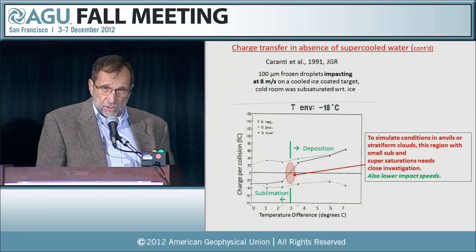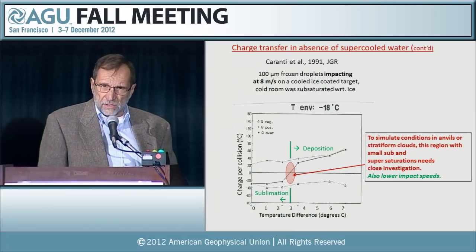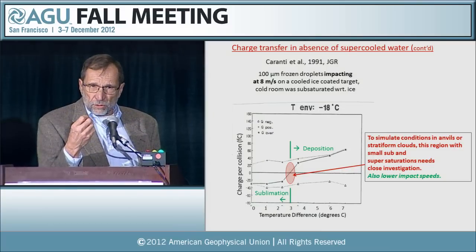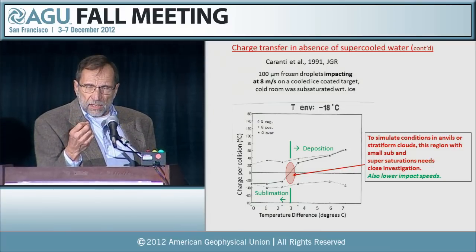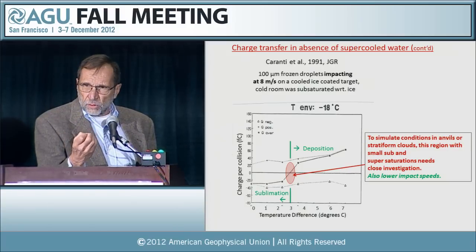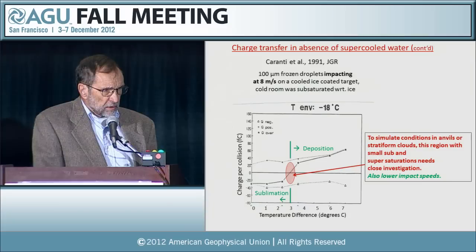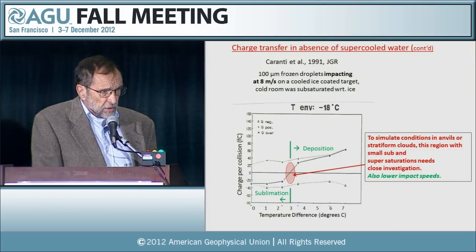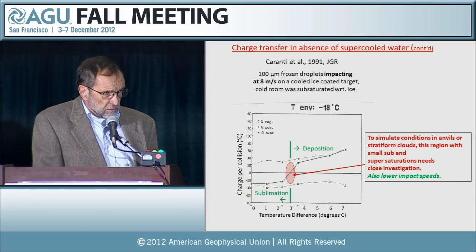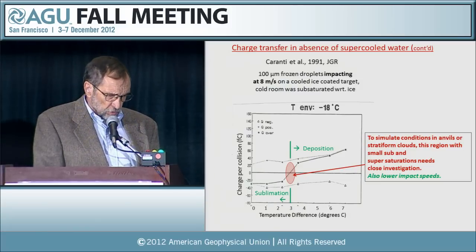Then we step ahead to results from Caranti et al. These were done somewhat similar to the results of Gaskell and Illingworth. They're looking at the collision of individual particles, frozen droplets of about 100 microns in size, impacting at 8 meters per second on their target. Again, they were able to cool the target. So they actually looked at the change in charge as they cooled this target. You see that in the region of sublimation we have negative charge occurring, whereas as soon as we get into the region of deposition, there's an immediate change to positive charge. And notice that the charges are much larger.